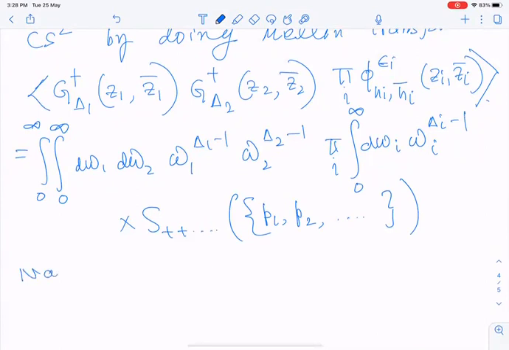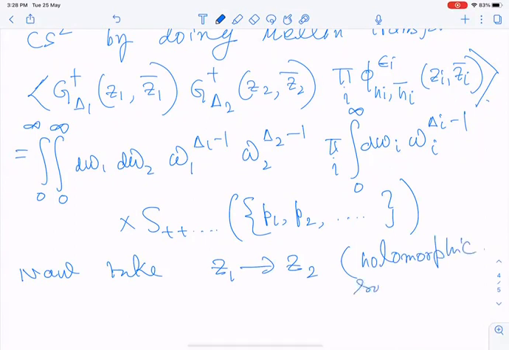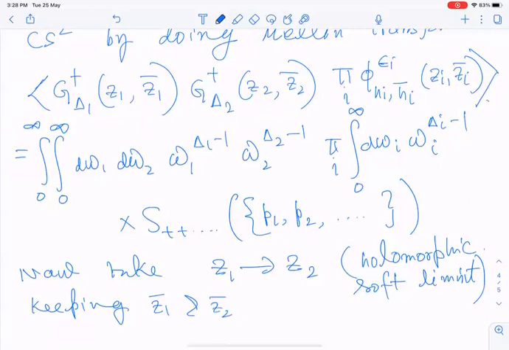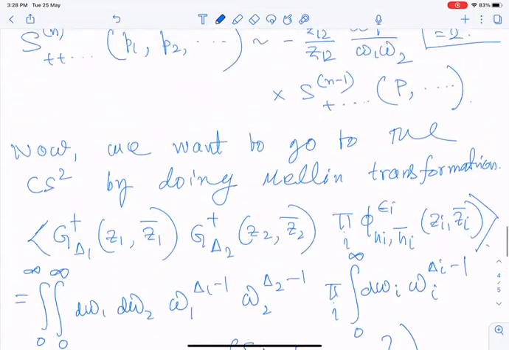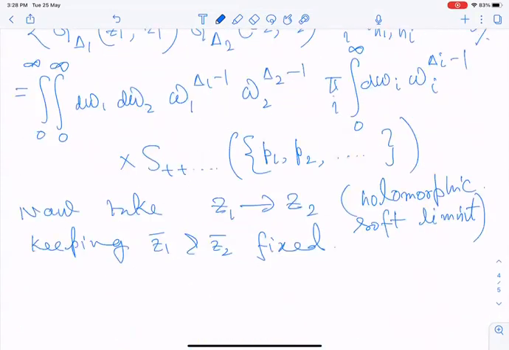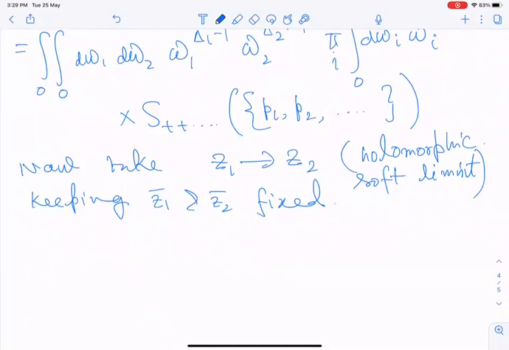So now take z1 to z2. So I'll explain. This is sometimes called the holomorphic soft limit. Why this is required, I'll come to that: you first take z1 to z2, keeping z1 bar and z2 bar fixed.